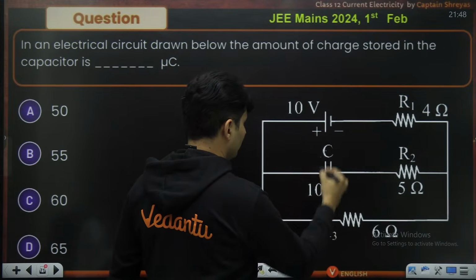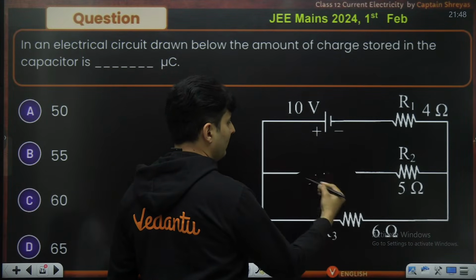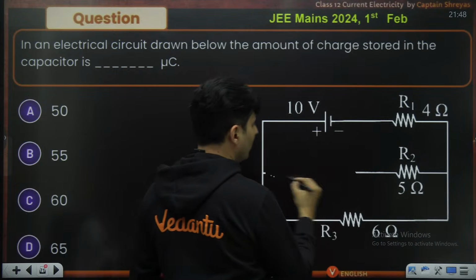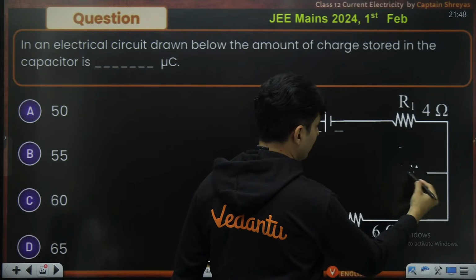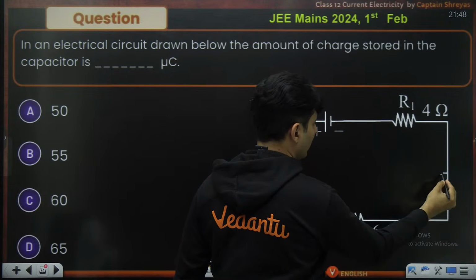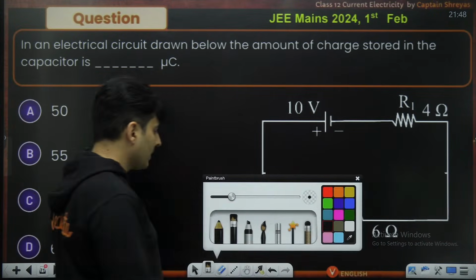Okay. So ignore this. If there is no current flowing in the capacitor, obviously there will be no current even flowing in this resistor. So completely useless, waste. So let's just ignore that. Okay. Now this looks like an easy circuit to me.